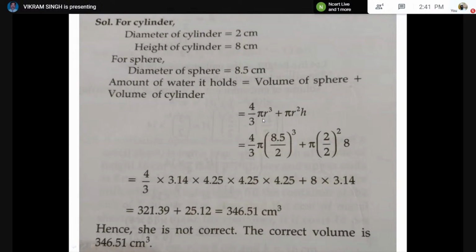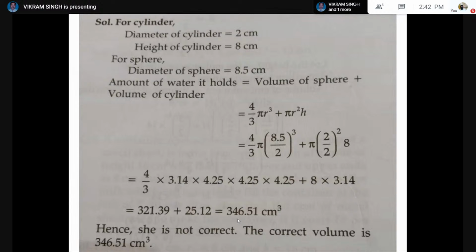So after calculating, it becomes 4 by 3 multiplied by the value of pi 3.14, which is mentioned in the question, 4.25, again 4.25, 4.25, and then 8, 3.14. So all about the calculation goes to this condition. This becomes 321.39 plus 25.12. So in short, at the last stage, it becomes 346.51 centimeter cube.